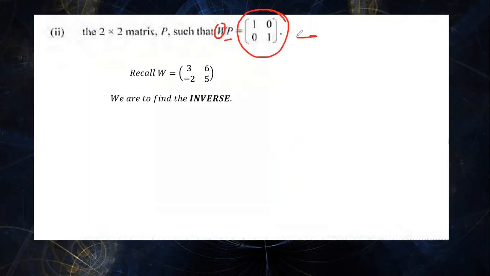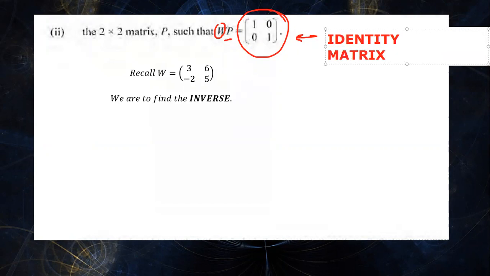So learn this matrix, it is a very famous matrix. This is called the identity matrix. 1, 0, 0, 1 is the identity matrix. And when any matrix is multiplied by its inverse, it gives you the identity matrix. Any questions there? Awesome. So let's find the inverse. That's the next logical step.